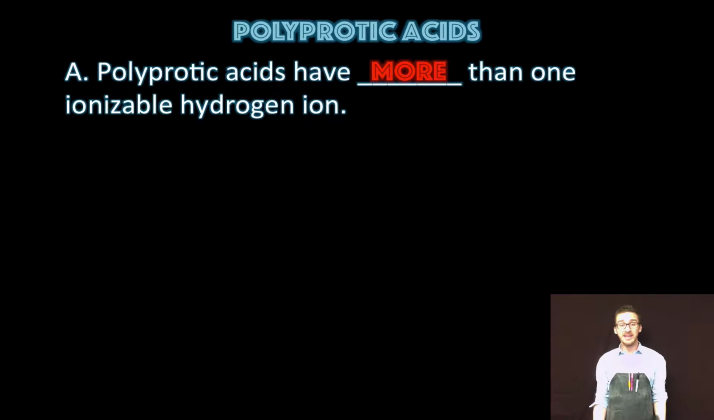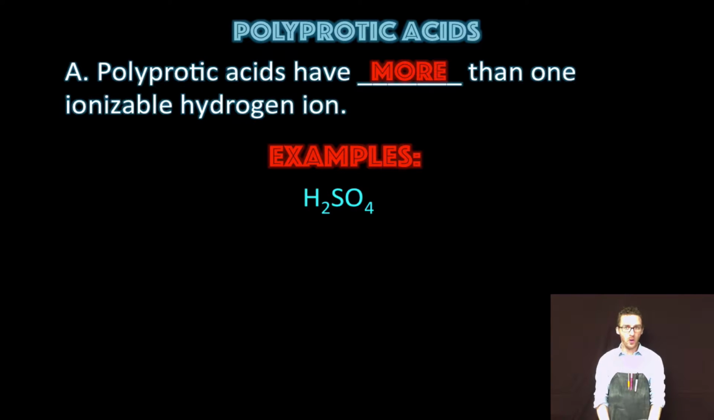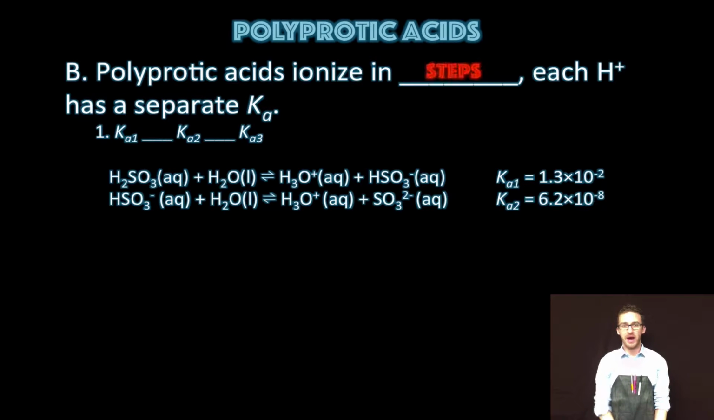As indicated in the name itself, polyprotic indicates multiple protons or multiple hydrogen ions. And polyprotic acids, therefore, have more than one ionizable hydrogen ion. Examples: H2SO4, H3PO4, sulfuric acid and phosphoric acid, respectively. These are both great examples of polyprotic acids, or acids that can ionize more than one hydrogen. So there you have it, the definition of a polyprotic acid.